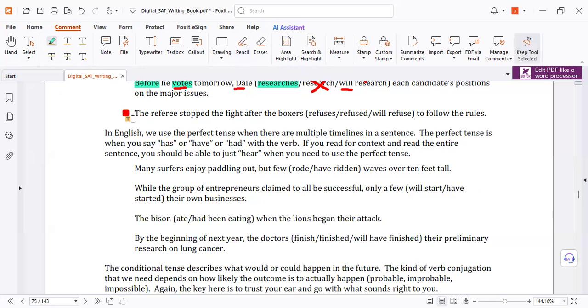Refused. What's the past? How did you know? Because the conjunction after the time of this action happened at the same time as this action. So it's not present, not future, right?